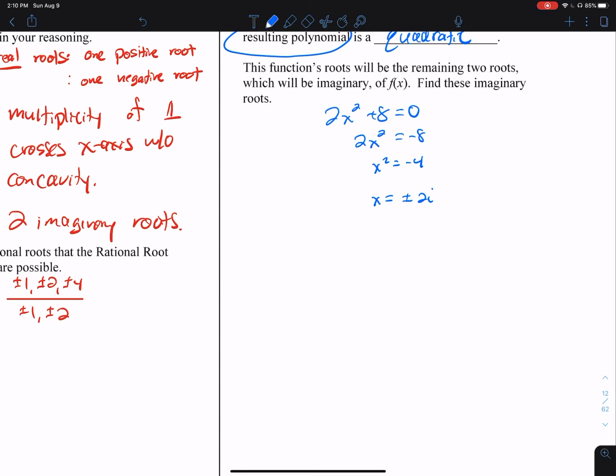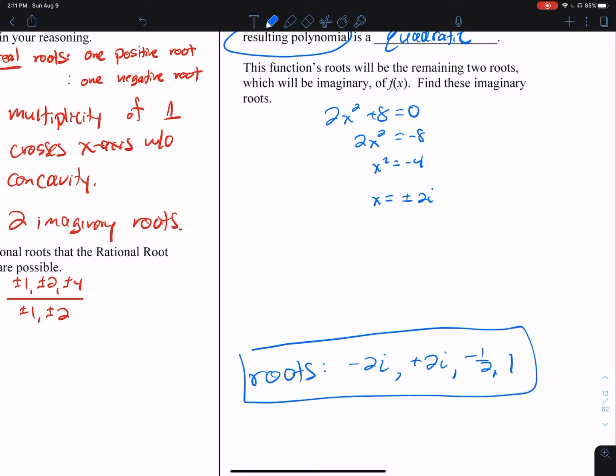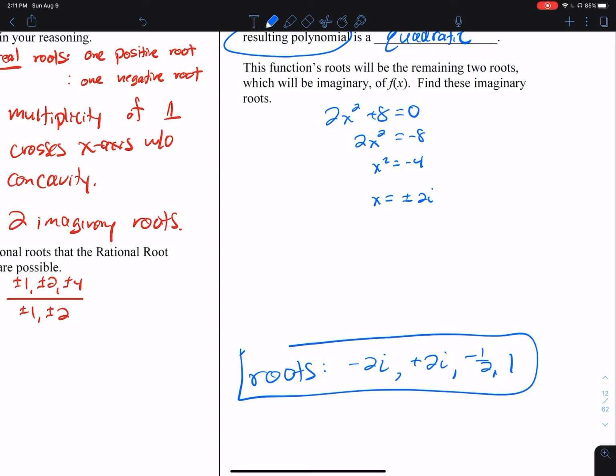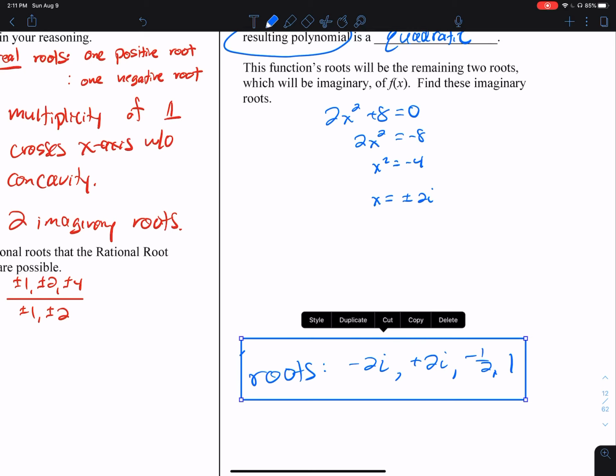So all the roots of this problem are -2i, positive 2i, -1/2, and 1. To sum up, these 2 rational roots came from the rational root theorem and looking at the graph, and these 2 came from taking the depressed polynomial, setting it equal to 0, and solving it.